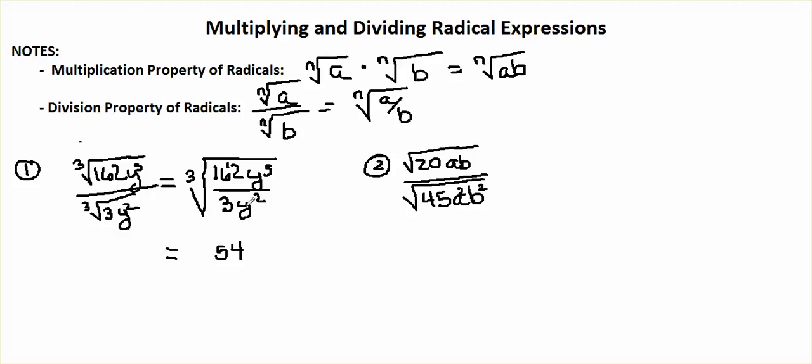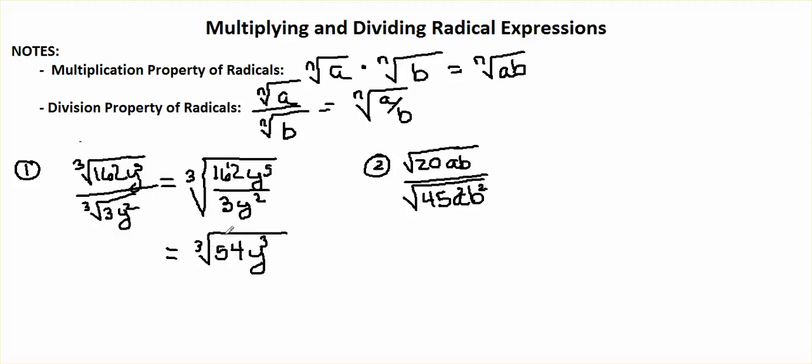How do we deal with dividing variables? Well, when we have the same variable, and they're both raised to a power and we're dividing, we subtract their exponents. So it should be y to the fifth minus 2. So we're going to subtract these two exponents and we're going to get y cubed. And this is still all under the cube root.